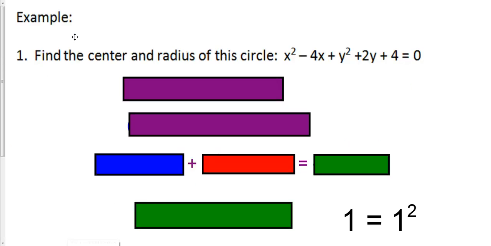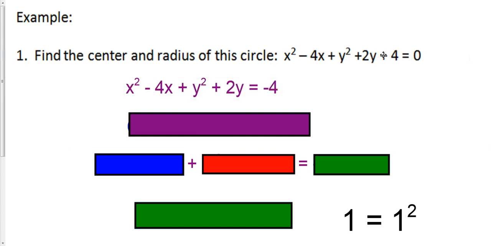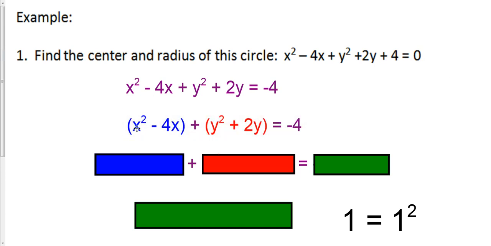So let's do a couple more examples of that. Find the center and the radius of this circle. So first step, subtract this constant, the 4, off of both sides. So it turns into this. Group together our x pieces and our y pieces. Again, I did that in the blue and in the red for us to see.